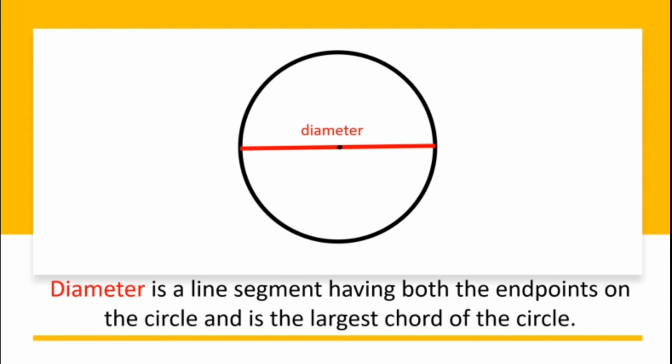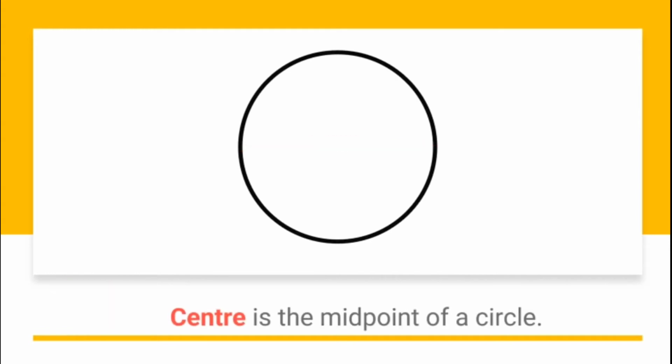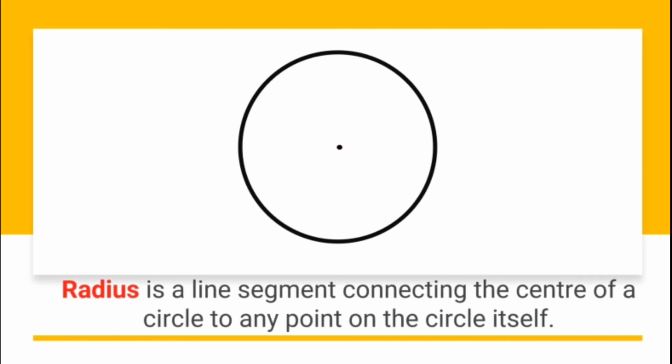The next part we are going to study in the circle is the center. The center is the midpoint of a circle. We put a small point in the circle, isn't it? So this midpoint, the center, is the midpoint of a circle. See children, we are studying all these parts. Okay, keep these parts in your mind.